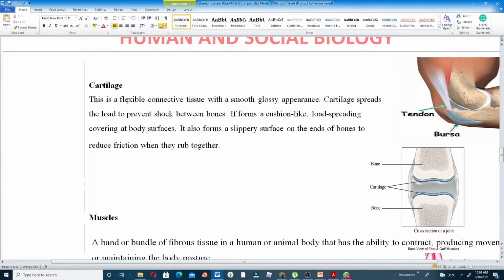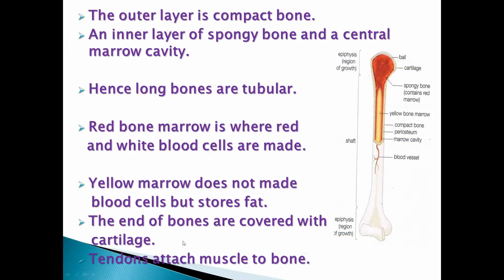They are saying that cartilage is a flexible connective tissue with a smooth, glassy appearance. Cartilage spreads load to prevent shock between bones. So that's one function of cartilage. Cartilage basically absorbs shocks. Let's say, for example, you're walking. Once you're walking or running, there's a lot of vibration and a lot of movement in the bones that make up your legs. Those bones are going through a lot of stress. So in terms of those bones being damaged, the cartilage basically absorbs the shock. That's one function of cartilage. They are saying that the ends of bones are normally covered with cartilage.